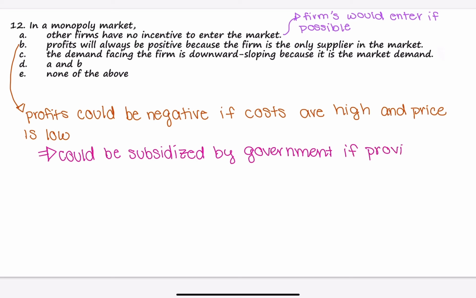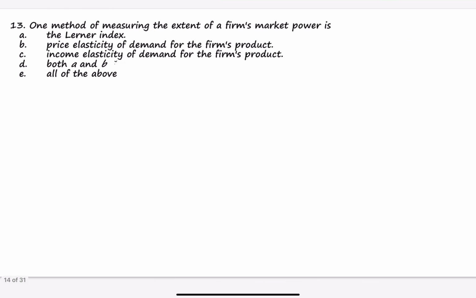Which means that our answer is C, because the demand facing the firm is downward sloping because it is the market demand, because they are the only supplier of the good in the market. One method of measuring the extent of a firm's market power is the Lerner index. This is true. Price elasticity of demand for the firm's product. This is how much consumers respond to a change in P.